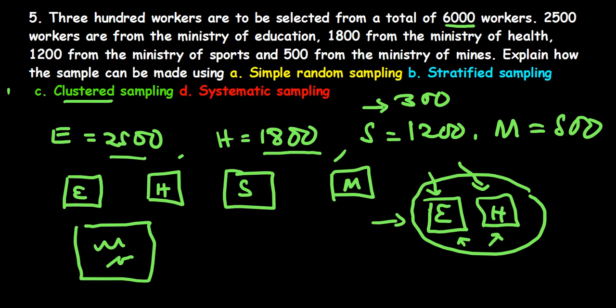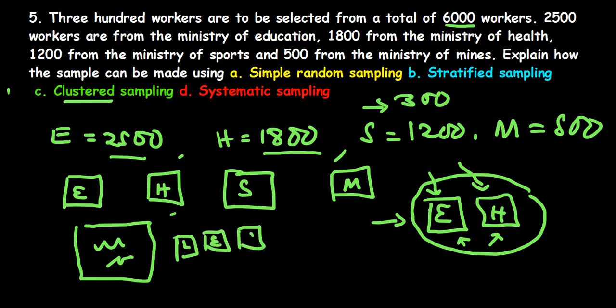The most important thing here is first of all to divide the workers into clusters based on, in this case, the ministries. But you can consider any other characteristics, maybe based on where they are staying. So maybe we have Lusaka province, Copper Belt, all the 10 provinces in Zambia. Once you divide them into those clusters, you do a random sampling of those clusters. Maybe you pick Lusaka, Eastern, and Copper Belt.